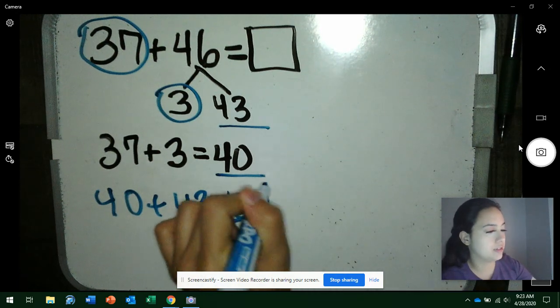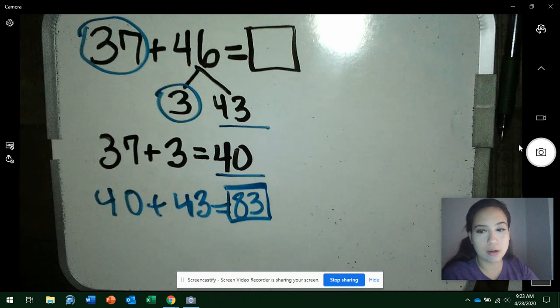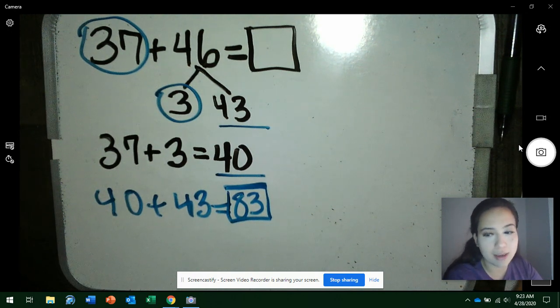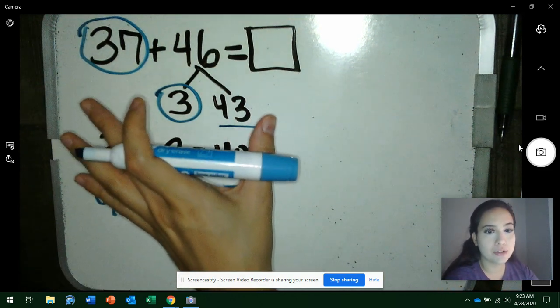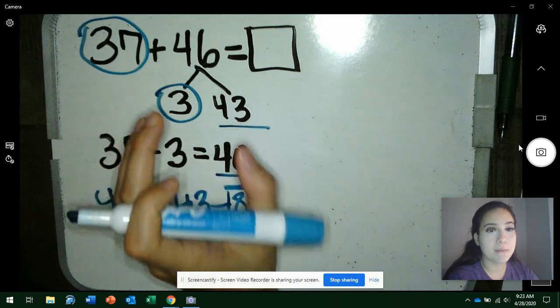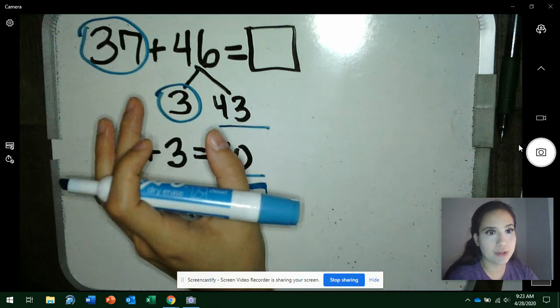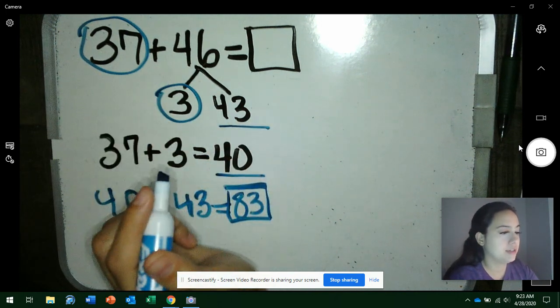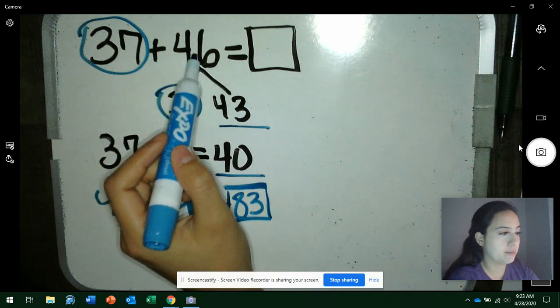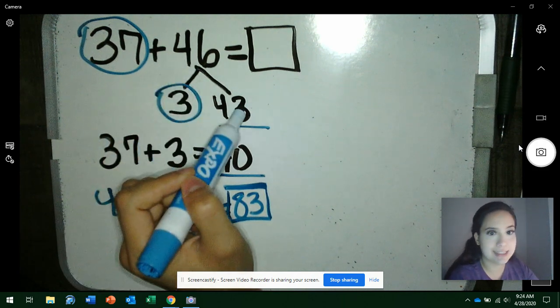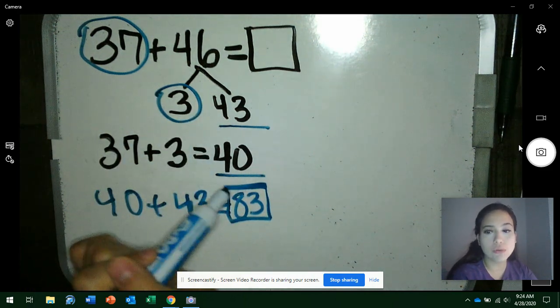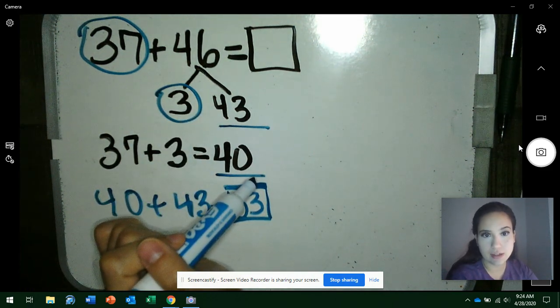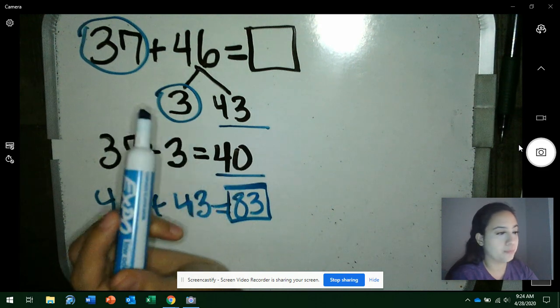And I know, this would be our answer. And this would be a little bit more complicated, and some of you may be like, Miss Gomez, what are you doing? But if you cannot break it apart based on going to your next 10, break it apart the easiest way for you. If instead you want to break apart 46 into 40 and 6, as long as you're adding the parts correctly, you will get to the same answer. Okay?